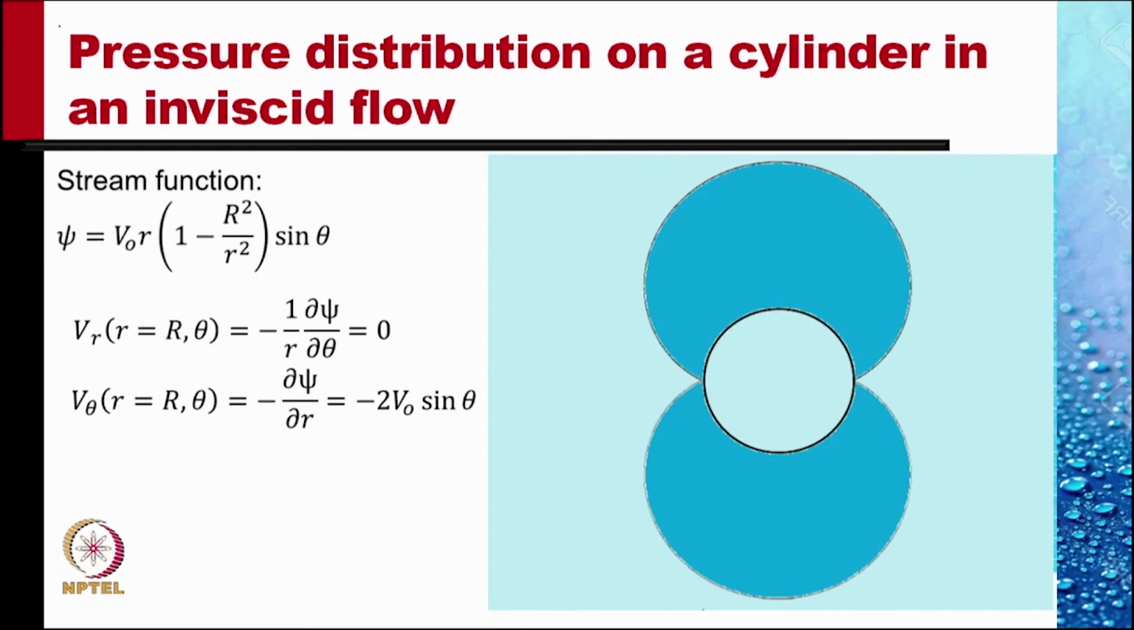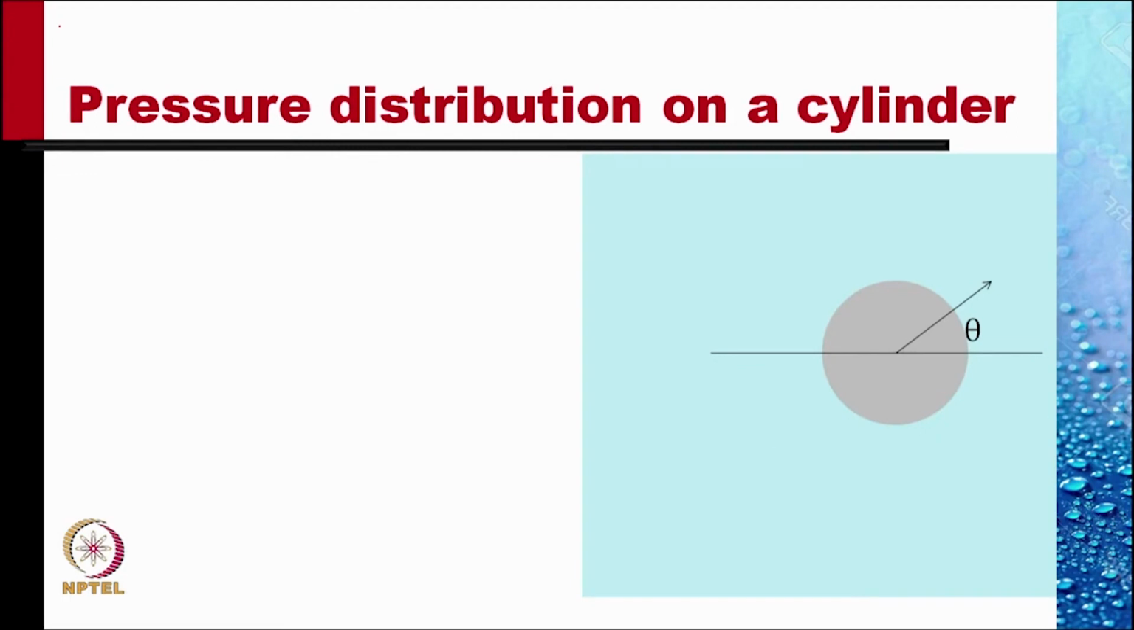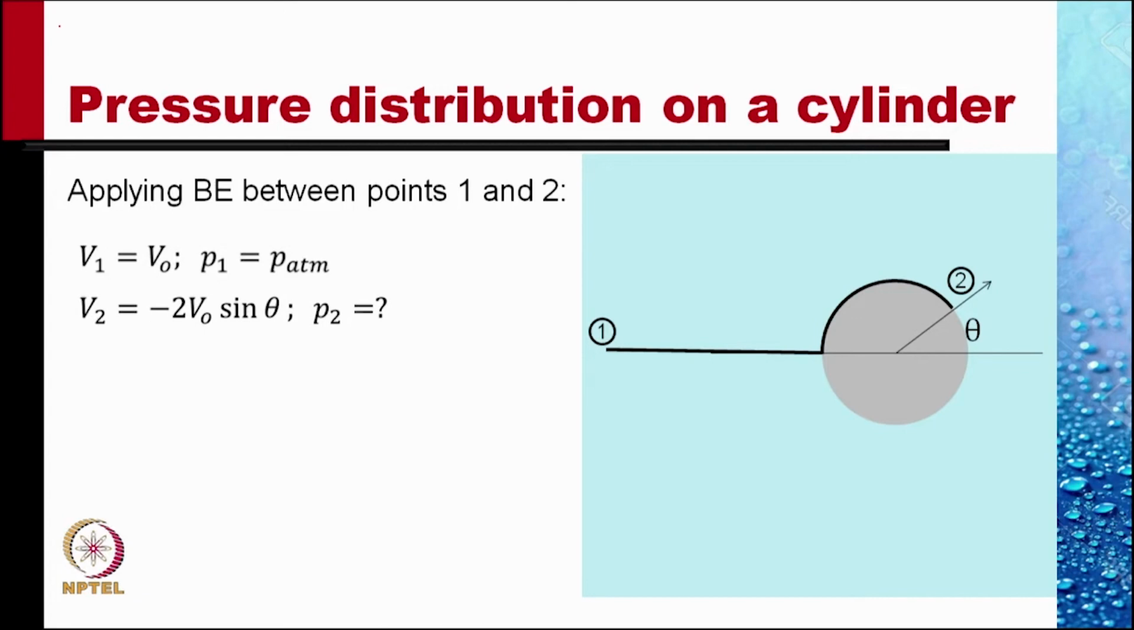To find the pressure on the surface of the cylinder, we need to apply the Bernoulli equation. With this definition of angle theta, let us consider a streamline from a point 1 far upstream of the cylinder to point 2 on the surface of the cylinder at an angle theta. The Bernoulli equation requires that the 2 points should be on the same streamline. Applying the Bernoulli equation between points 1 and 2, we know the velocity at point 1 is V1 equal to V naught, and the pressure there can be taken as the undisturbed pressure, P atmospheric. At point 2, the velocity we have determined earlier is minus twice V naught sine theta. We have to determine the value of the pressure at point 2, P2.